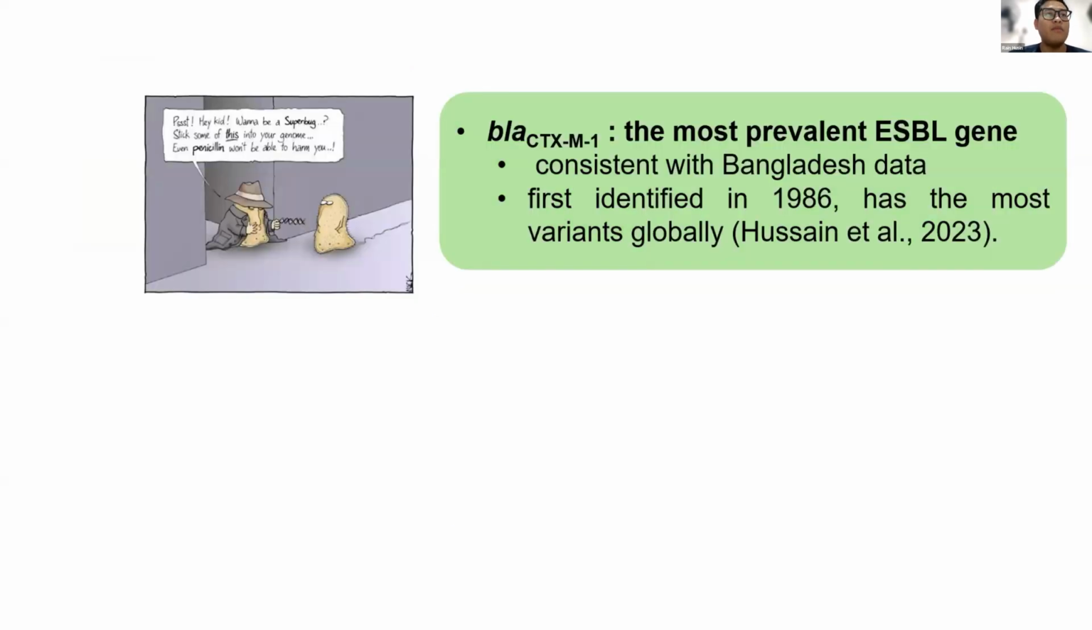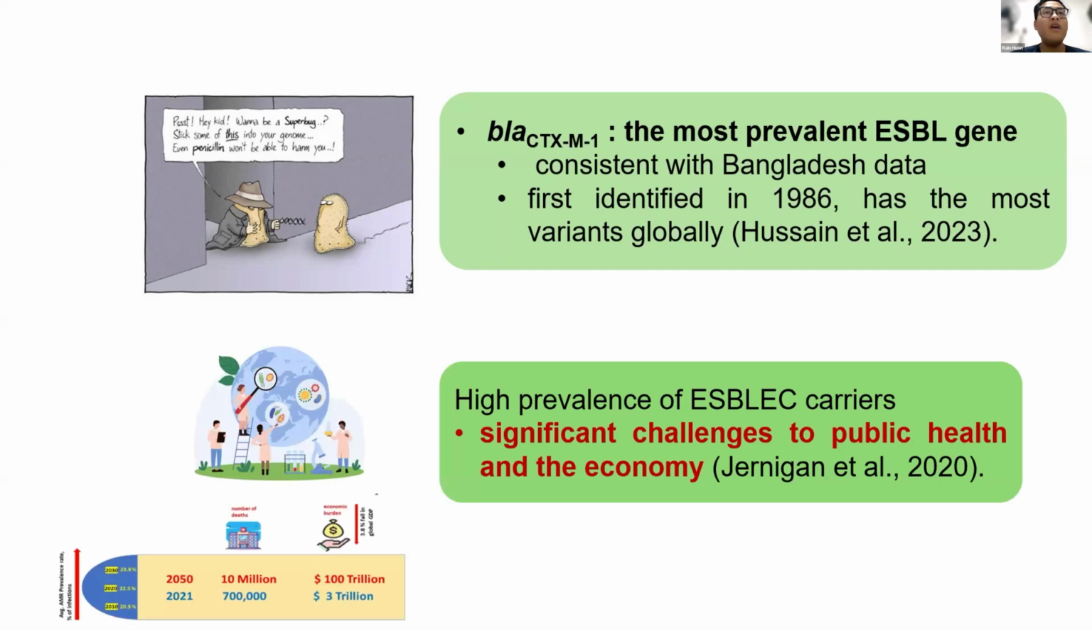In terms of the ESBL gene, blaCTX-M-1 is the most prevalent ESBL gene, which is consistent with the findings in Bangladeshi data. It was a gene first identified in 1986, and it has the most variants globally. And last, because of the high prevalence of ESBL carriers in migrant workers, it has become a significant challenge to public health and the economy here in Malaysia.